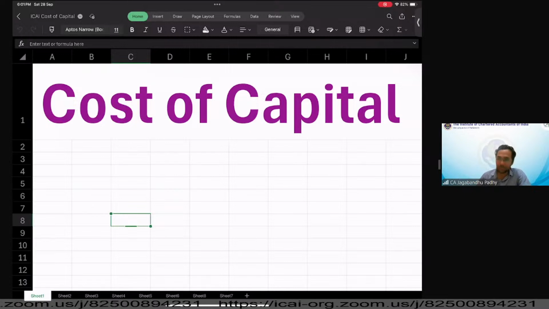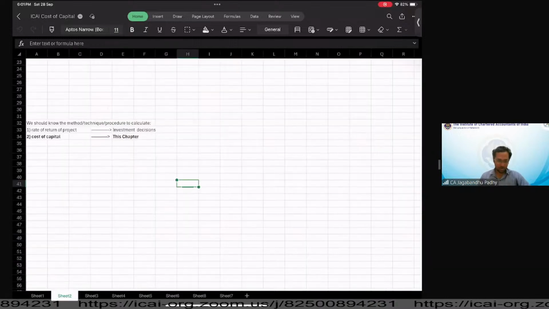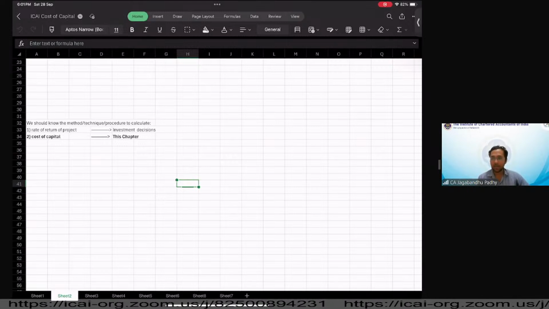Anyways, guys, we have already started with the chapter of cost of capital, and we have started with the cost of debt, right? And we first understood why we really need to calculate the cost of capital.